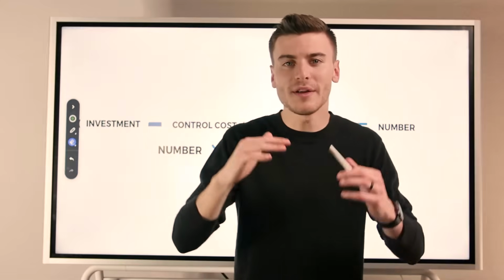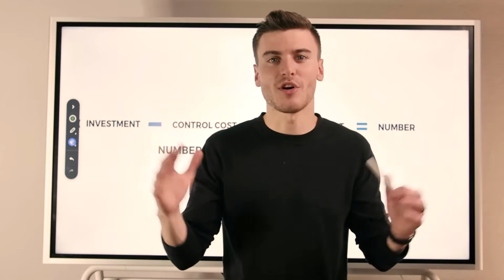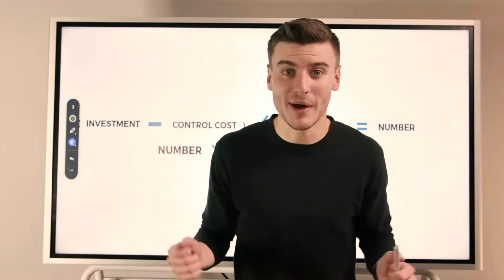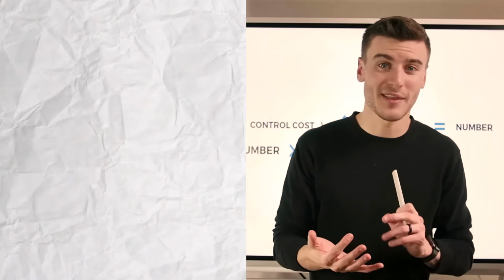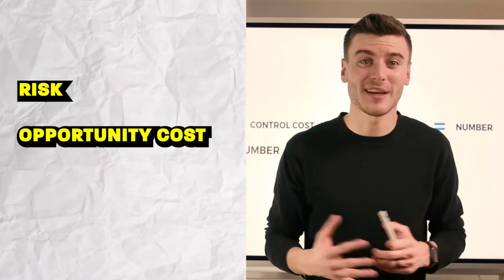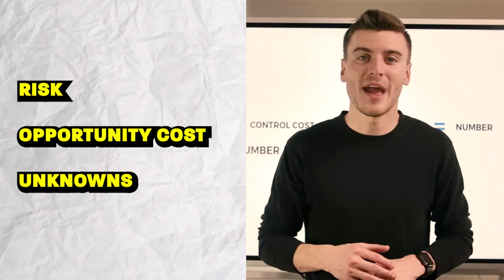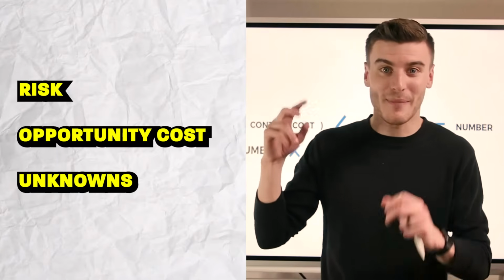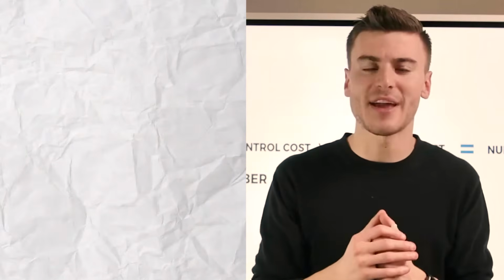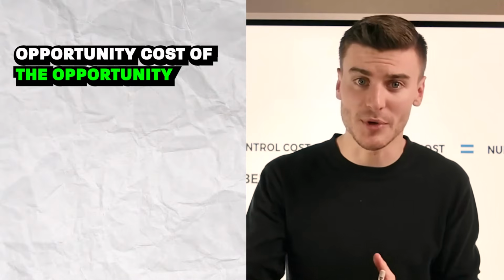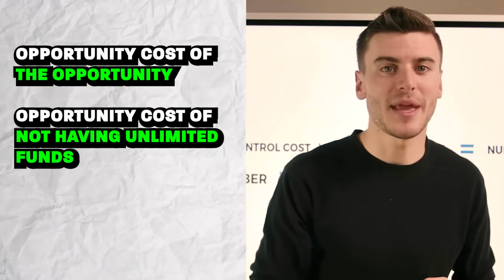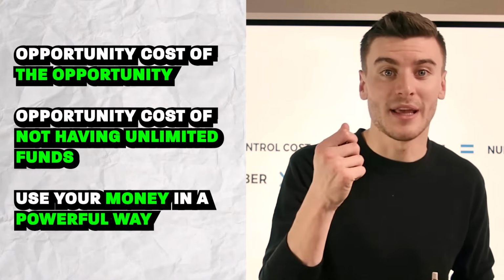So I want you to take this all with a grain of salt, because this is not a pass to just say, hey, I need to borrow money to do certain things. We have to factor in things like risk. You have to factor in things like opportunity cost. You have to factor in other things, as in unknowns. And just because mathematically it might make sense, it might not make sense to you. So it's really important that you understand that, and you really understand the opportunity cost of not having unlimited funds, and making sure that you use your money in a powerful way.